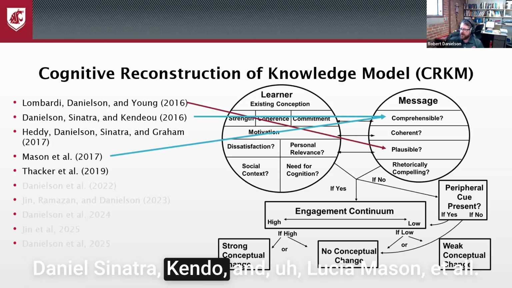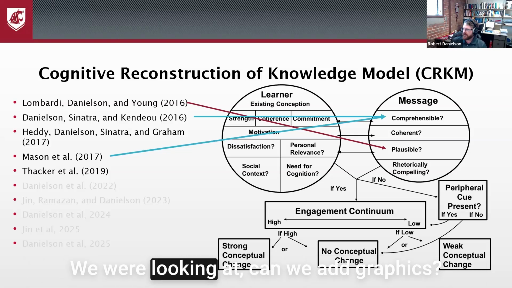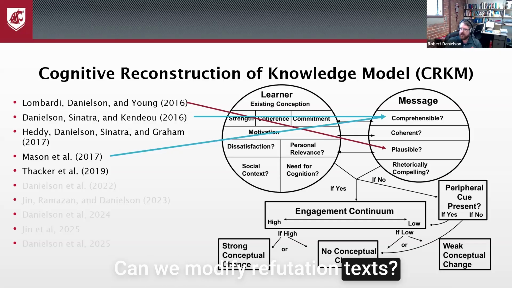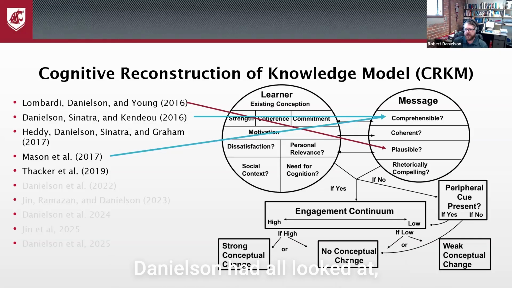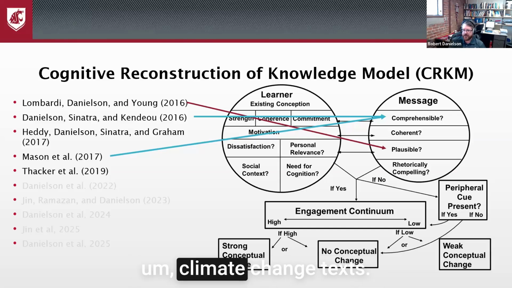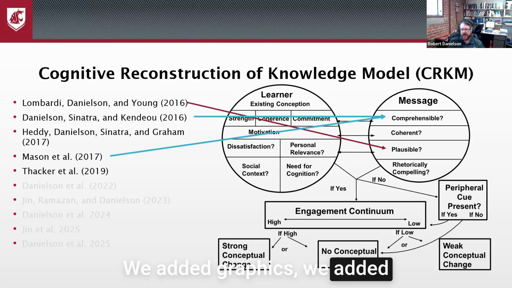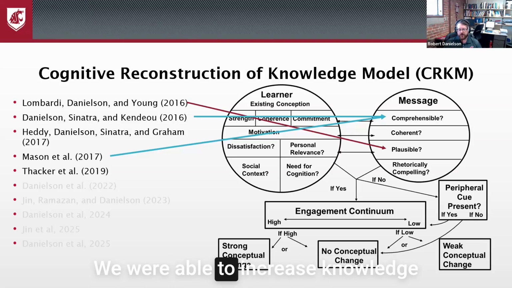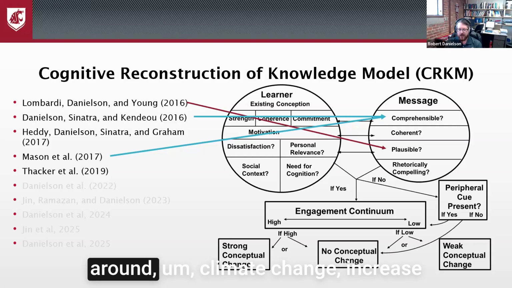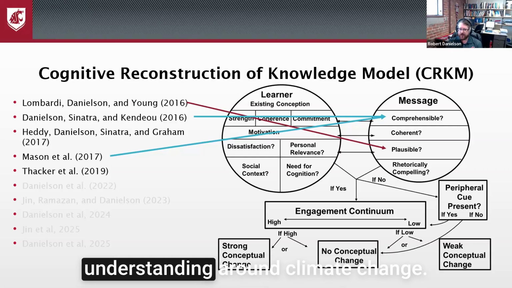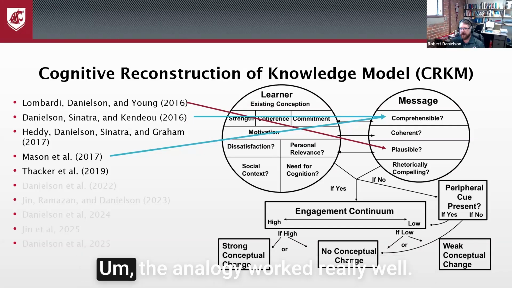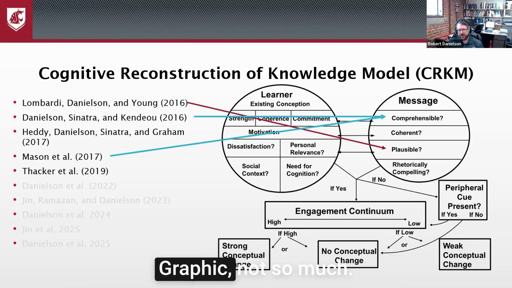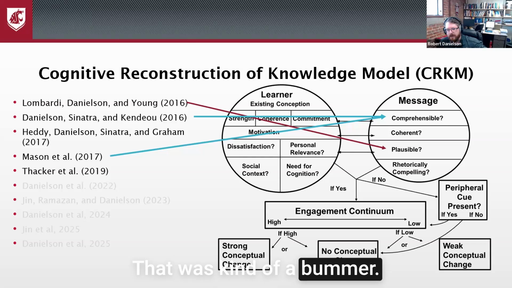Danielson, Sinatra, Kendeou, and Lucia Mason et al. We were looking at, can we add graphics? Can we modify refutation texts? Danielson et al. looked at climate change texts. We added graphics, we added analogies, and yeah, it worked. We were able to increase knowledge around climate change, increase understanding around climate change. The analogy worked really well. The refutation text worked really well. Graphic, not so much. That was kind of a bummer.